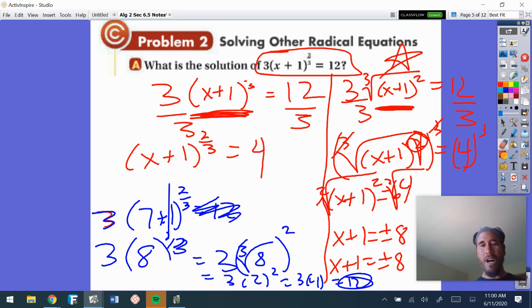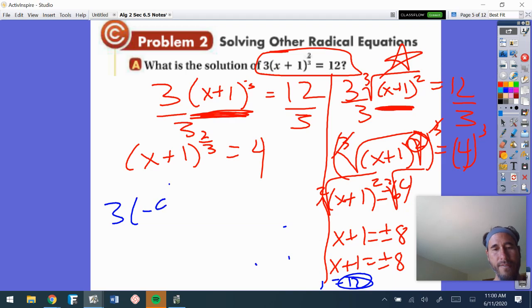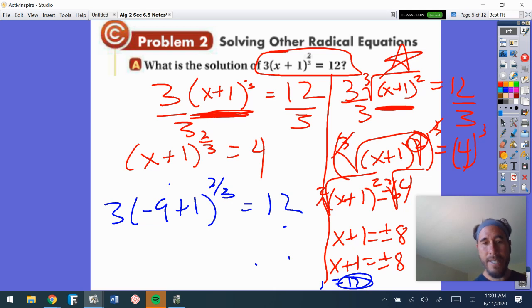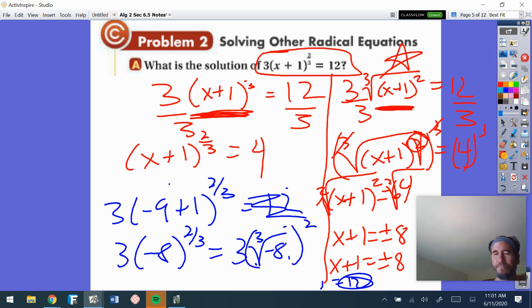Now let's see if the other one works out, right? The other one said, let's do the same exact problem, but let's put a -9 in there. Do you think both are going to work at home? Let's see if you guys were right. 3 times -9 plus 1 to the 2/3 equals 12. Okay, guys? So -9 plus 1 would be a -8 to the 2/3. We just want to know if it equals 12. Okay, so now we've got to rewrite this. Remember, that 3 is in the ditch. -8, then you're going to square it.